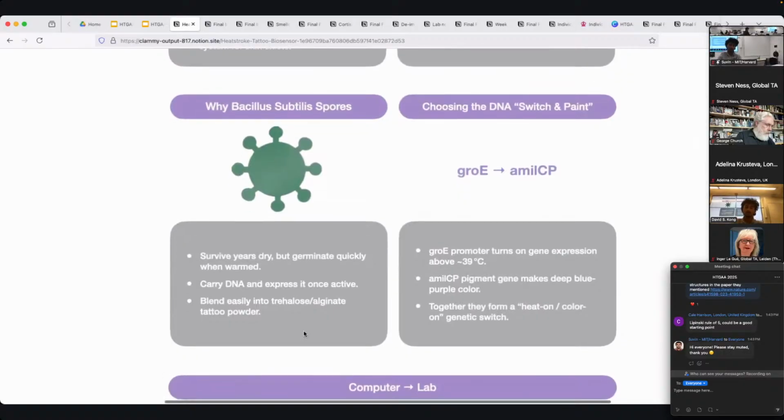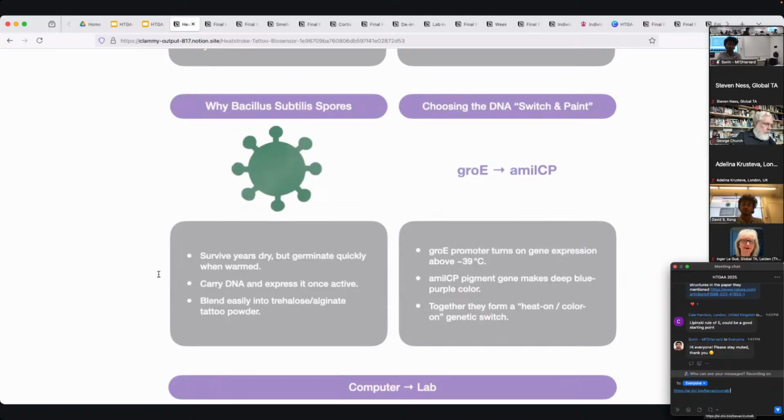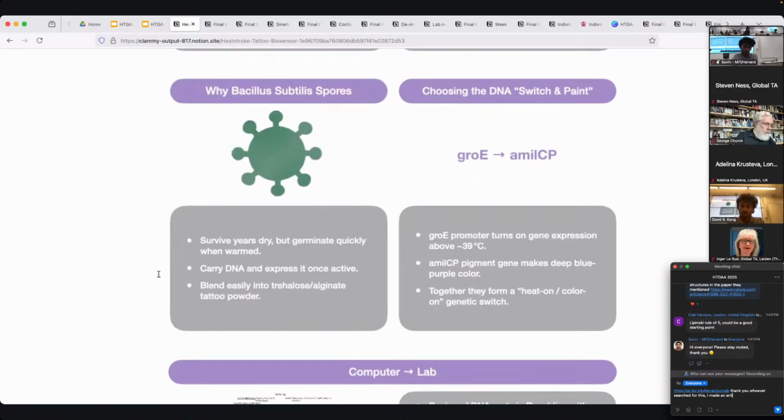And so why the spores from this Bacillus bacteria specifically? This is because these can survive for a long time while dry and they'll just stay inactive, but they should wake up when the conditions are right. And then the bacteria should read the DNA program and do whatever we told it to, in this case, make the pigment. And then since the spores are also dry and stable, they could hopefully be simply blended into the tattoo powder.